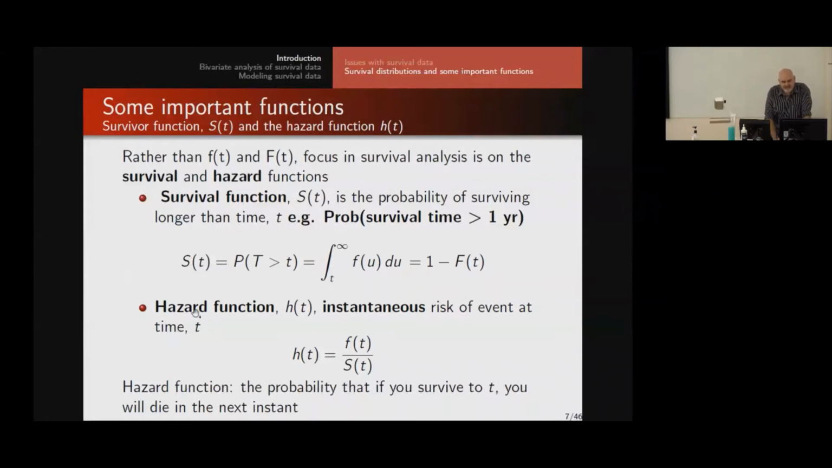The other thing that's very important to us is the hazard function, small h of t, which is the instantaneous risk of an event at time t. So the chance of dying at a particular time. So the hazard function is the probability that if you survive to day t, you will die in the next instant. Okay, so it does take that survival up to a point into account.